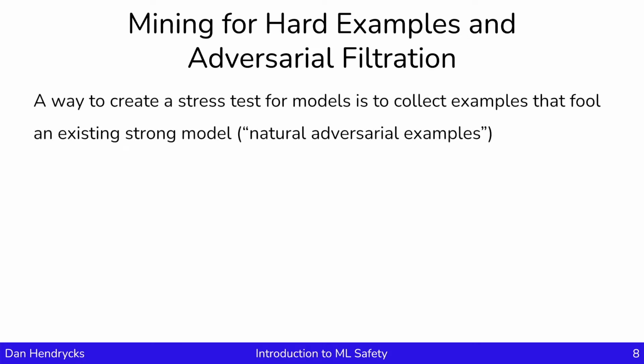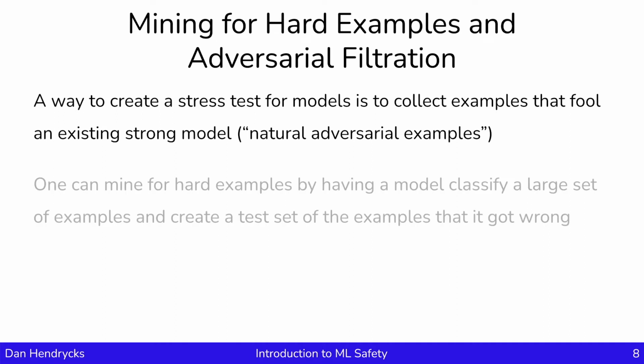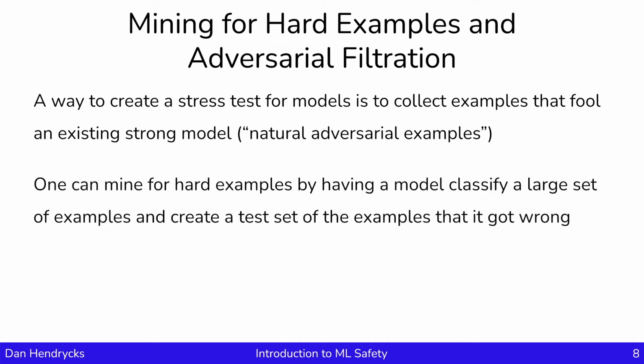The idea is to collect examples that fool an existing strong model and come up with natural adversarial examples for that model. So one can mine for these hard examples by having a model classify a large set of examples and create a test set of the examples that it got wrong. This is different from the adversarial examples in the previous lecture, which is more about modifying an already existing image. This is more about using real images and not modifying them, but just finding real images that pose especially large difficulties for models.